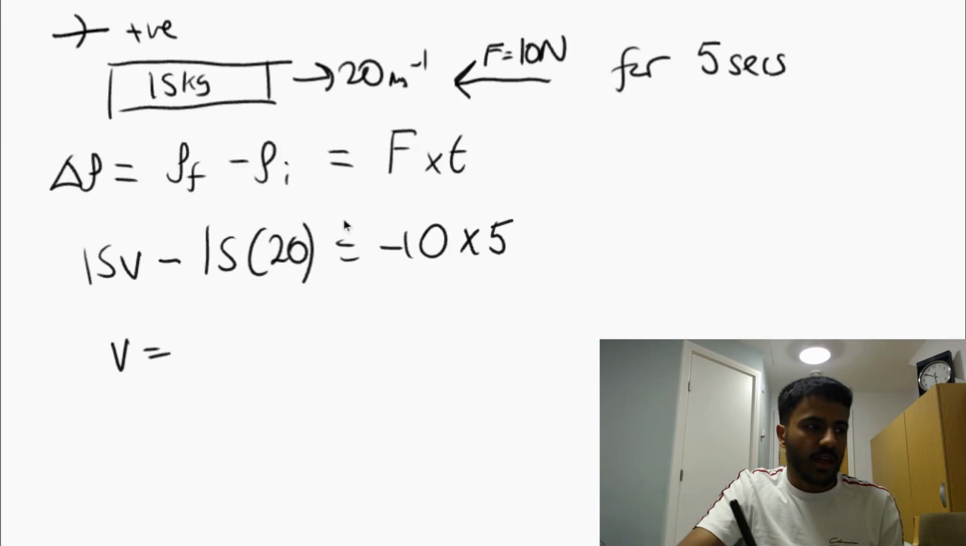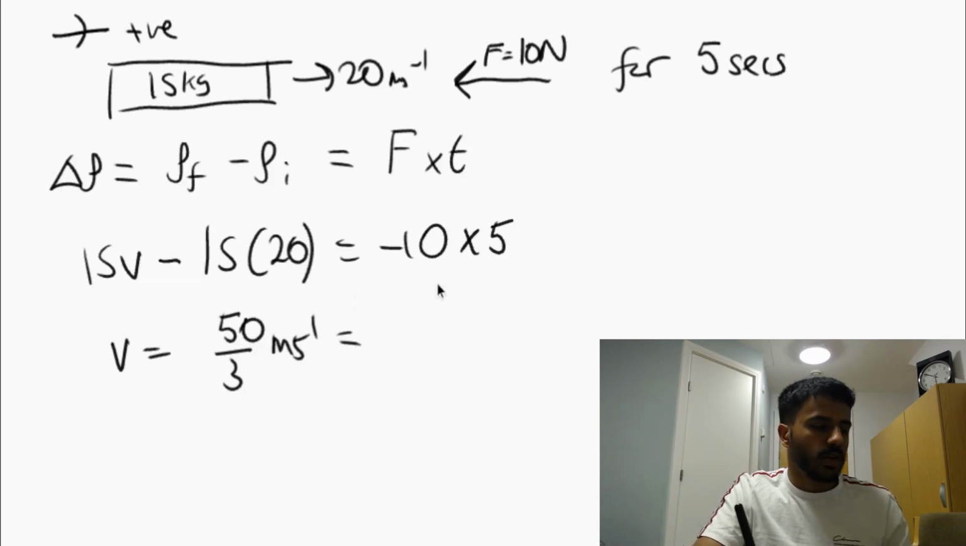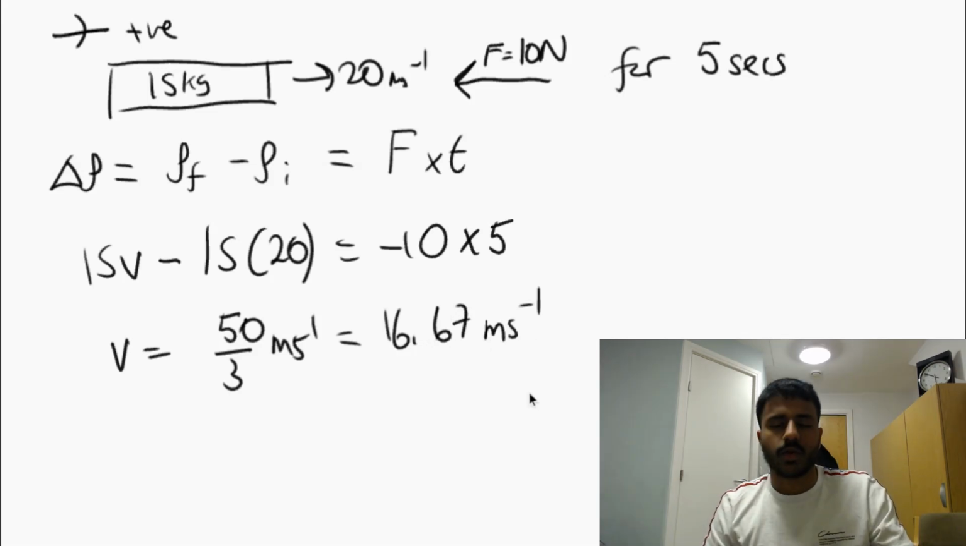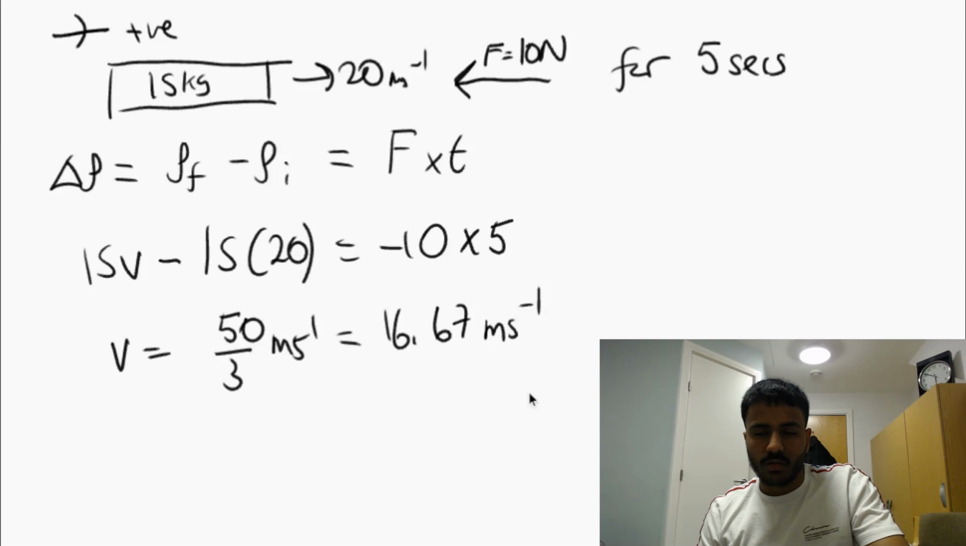And we can get that v is equal to 50 over 3 meters per second, and we want to write this as a decimal, so it's 16.67 meters per second. Now, this is not the only way to solve an equation like this. You could have straight away used F equals ma and then found the acceleration of this body and then used a SUVAT equation. They're both the same.